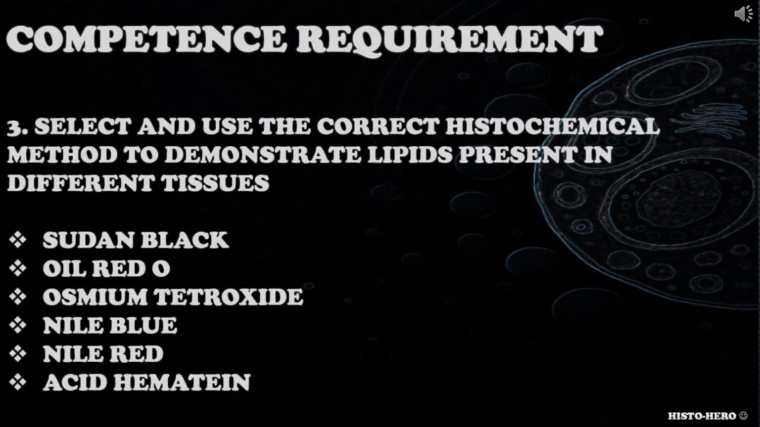The third competence requirement is for you to select and use the correct histochemical method to demonstrate lipids present in different tissues. What staining methods do you use to demonstrate lipids and why? How would you perform them? Consider the stains highlighted in the indicative repertoire and stains used in your department like oil red O, Sudan black, osmium tetroxide, Nile blue and red, and acid hematine.